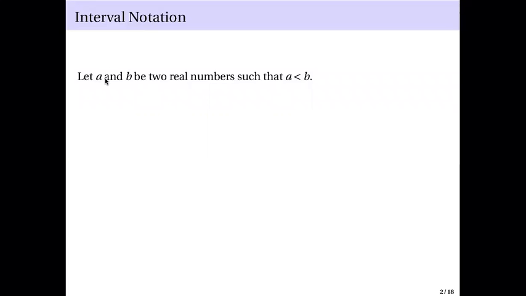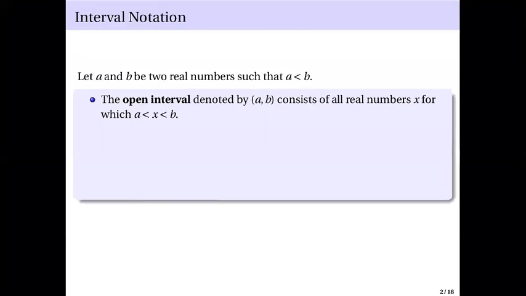So interval notation: we let A and B be two real numbers such that A is less than B. Then the open interval, which we denote by the symbol open parenthesis A comma B close parenthesis, consists of all real numbers for which X is greater than A and less than B.